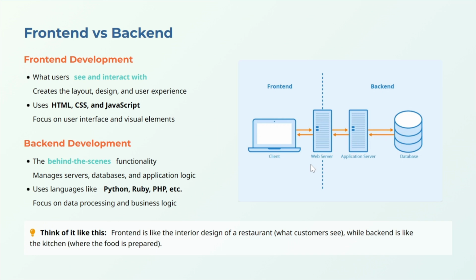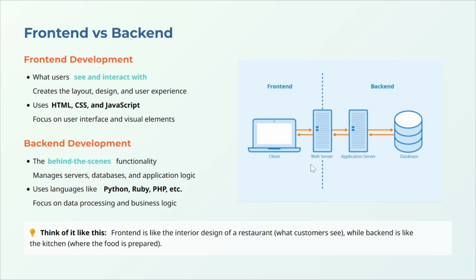Take for example what you see when you visit a particular website on your phone. The layout and the design that you see on your phone is exactly what the front end is. But the back end is the behind-the-scenes functionality. It manages the server, databases, and the application logic. It uses languages such as Python, Ruby, PHP, and so on. It focuses on data processing and business logic. You don't see it because it is behind the scenes.